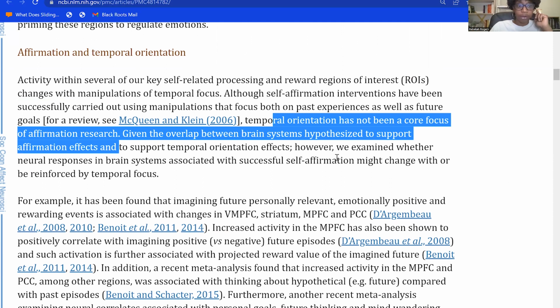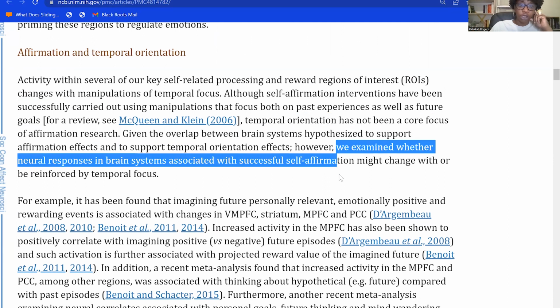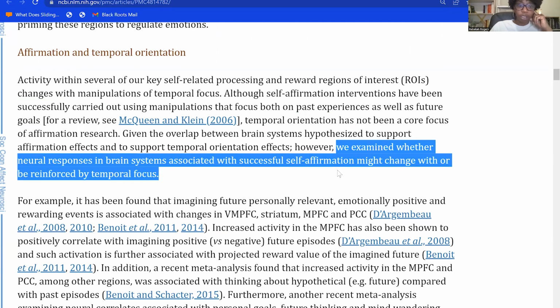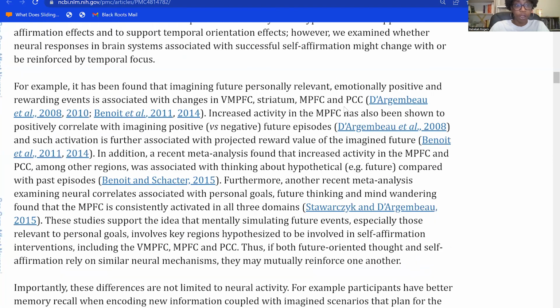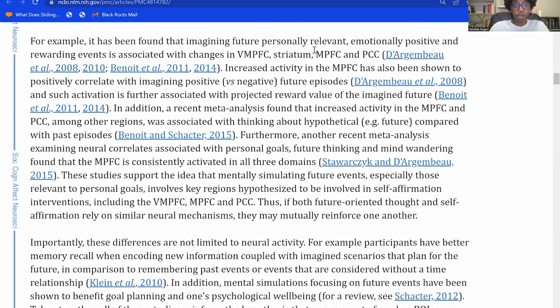We examined whether neural responses associated might change with or be reinforced by temporal focus. So, okay, they're seeing if associating it with the past with future will change how successful a self-affirmation is. Imagining future personally relevant, emotionally positive. Okay, so those are three of the regions: the ventral medial prefrontal cortex, the ventral striatum, medial prefrontal cortex, posterior cingulate cortex are all of the regions that were referred to previously.